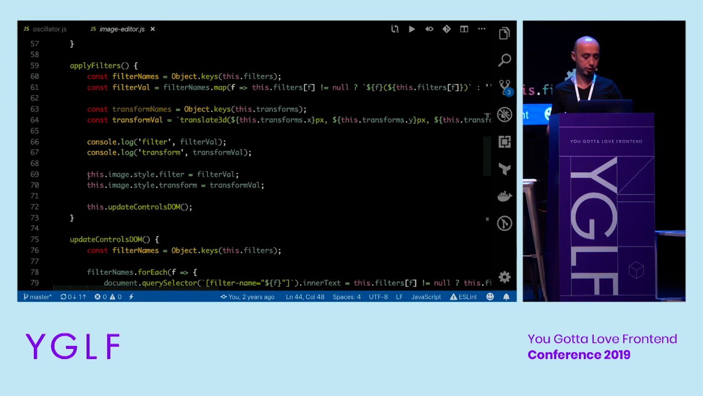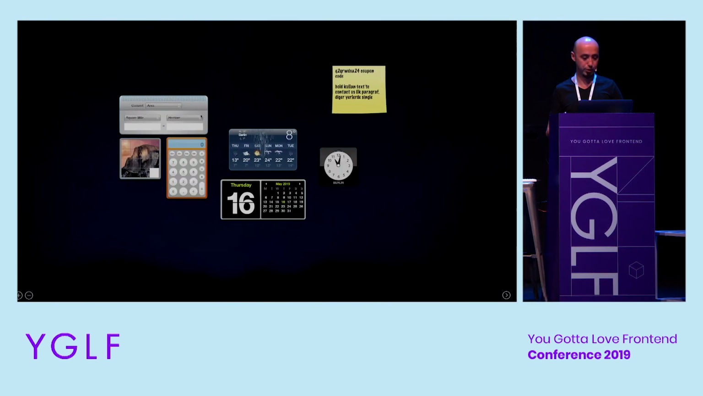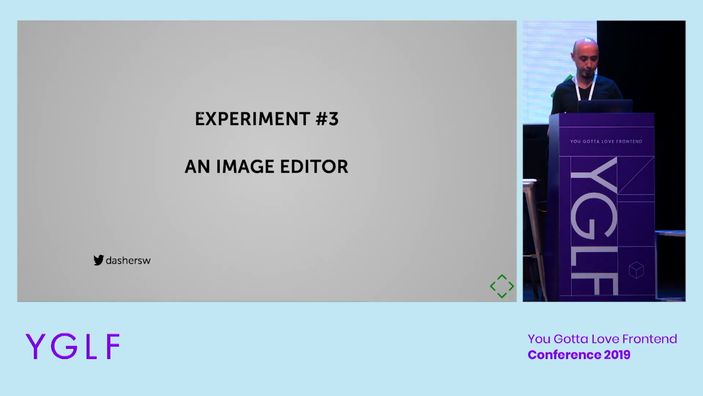It's very simple. It's just this image.style.filter, it gives you CSS filters. This image.style.transform gives you the transform. It's extremely, extremely straightforward. These are very simple examples that I could come up with, but I'm sure you could do a lot more if you were to play with this API.